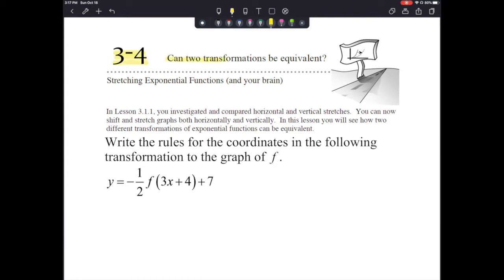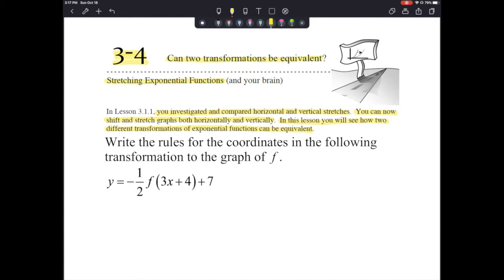It's titled, Can Two Transformations Be Equivalent? Today we're going to be stretching exponential functions. The little paragraph below says, in the beginning of chapter 3-1, you investigated and compared horizontal and vertical stretches. You can now shift and stretch graphs both horizontally and vertically. In this lesson, you will see how two different transformations of exponential functions can be equivalent. So we're going to try to apply different transformations and see if we get the same graphs to our functions.